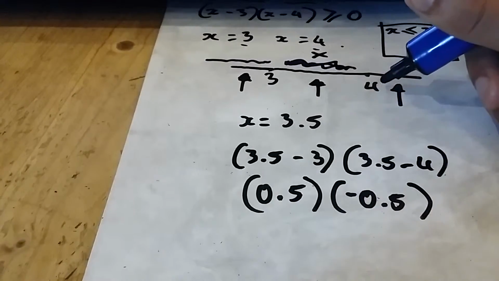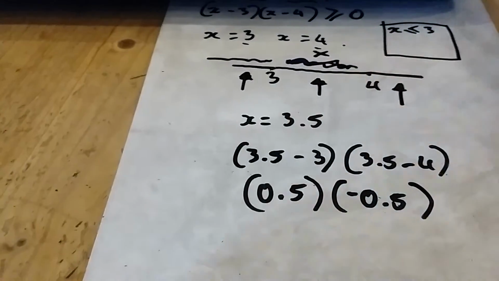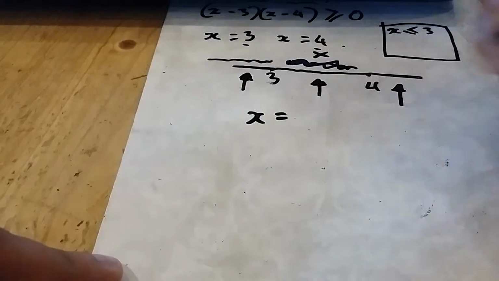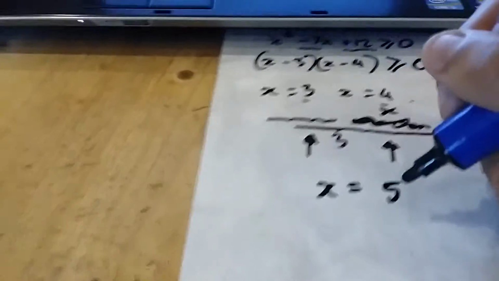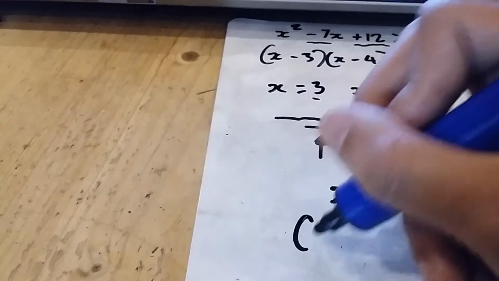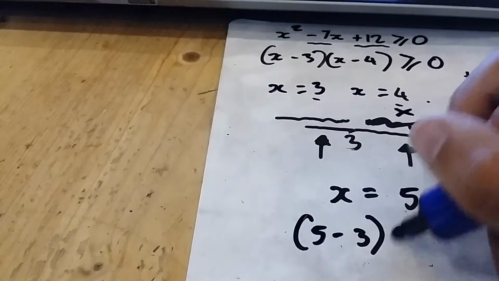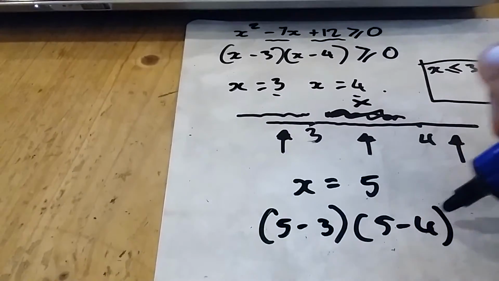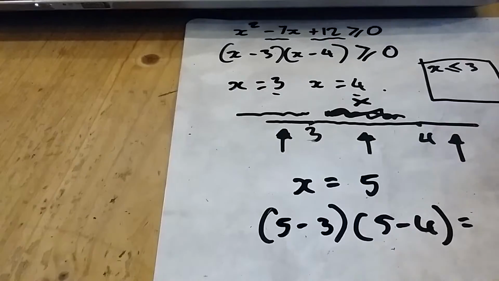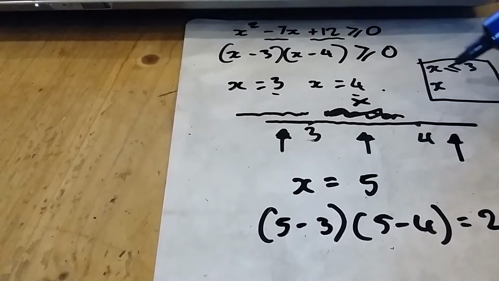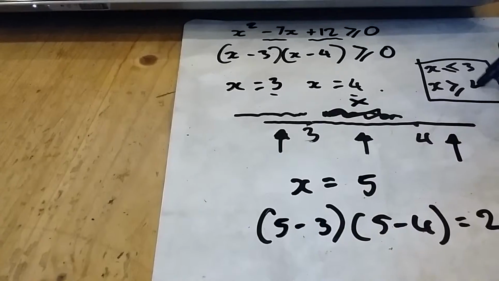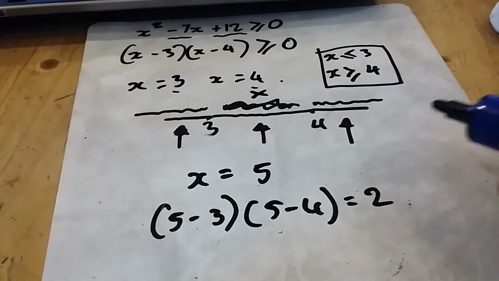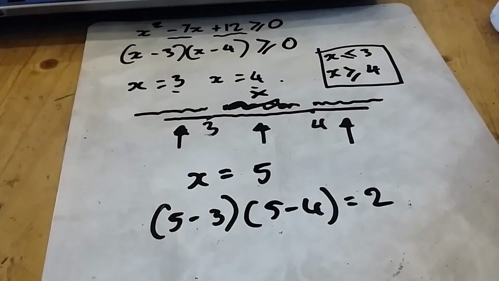So now what's left to do is to pick a number more than 4. So let's pick x equals 5 and plug it into our brackets here. So we've got 5 minus 3 and then 5 minus 4. So 5 minus 3 is 2 times 5 minus 4 is 1. 2 times 1 equals 2. So we can now say that x can be greater than or equal to 4. So any number equal to 4 or more than 4 will satisfy this inequality here.